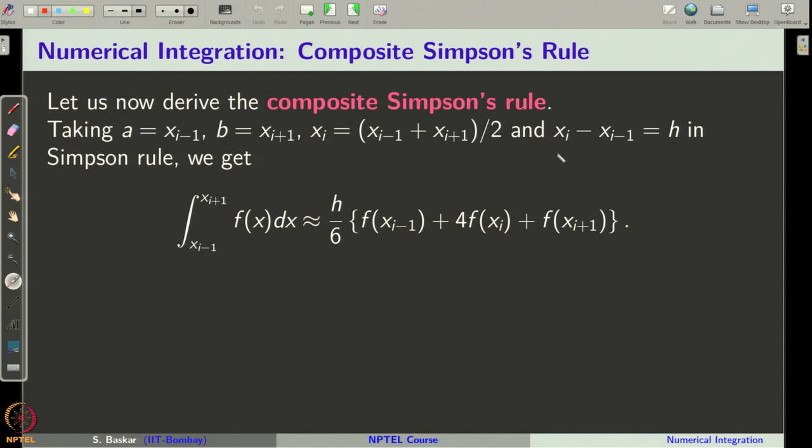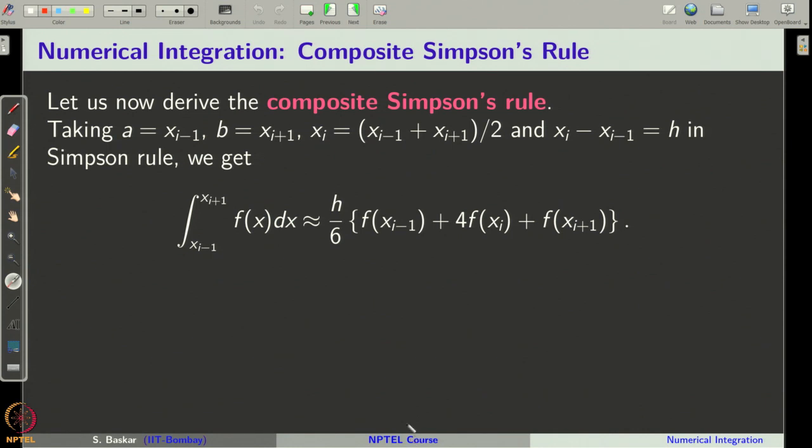Here also we will take a uniformly spaced partition with the length of each subinterval as h, and therefore you can introduce the partition points as xi, i equal to 0, 1, 2 up to some n, where xi minus xi minus 1 is equal to h. And also we will make sure that a is equal to x naught and b is equal to x n.